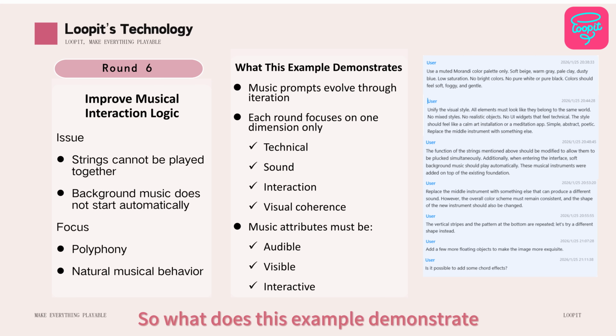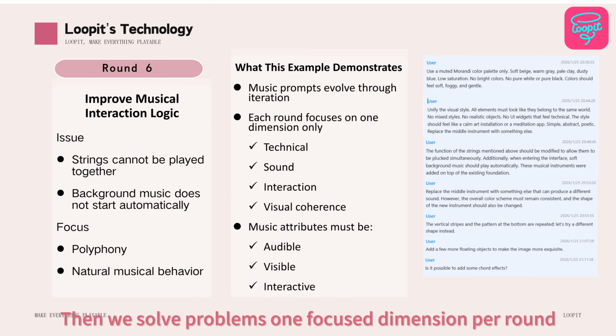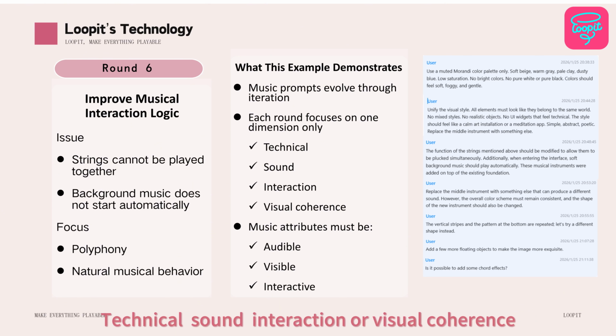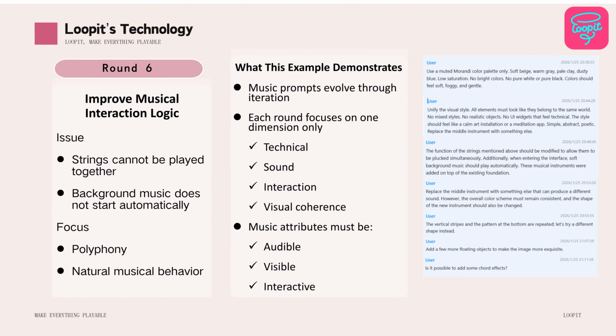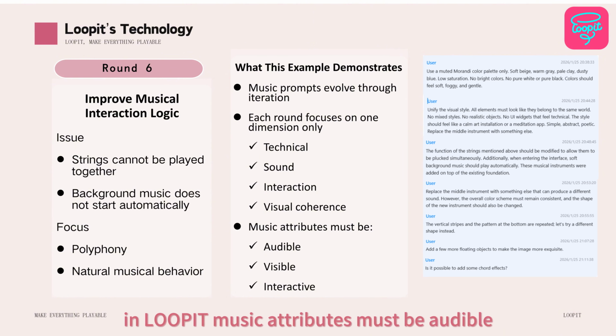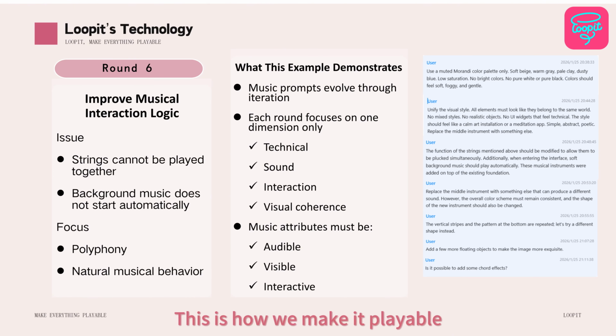So what does this example demonstrate? Firstly, music prompts evolve through iteration. Then we solve problems one focused dimension per round: technical, sound, interaction, or visual coherence. And most importantly, in Loopit, music attributes must be audible, visible, and interactive. This is how we make it playable.